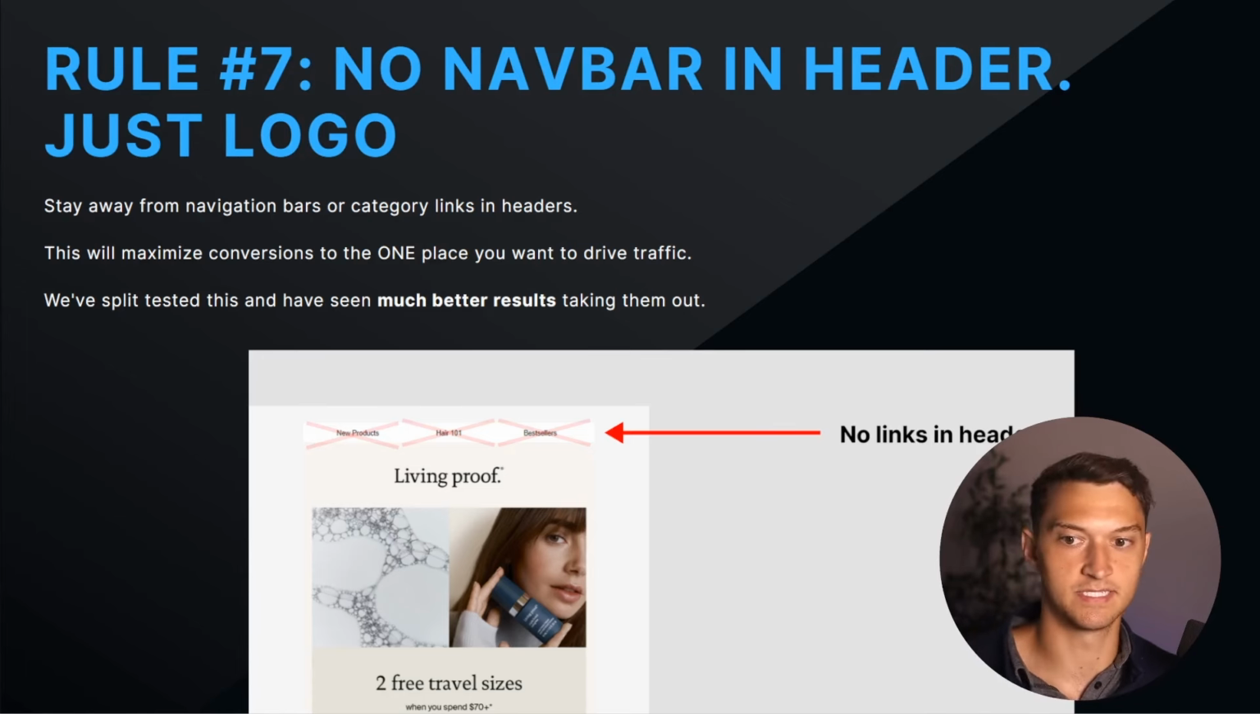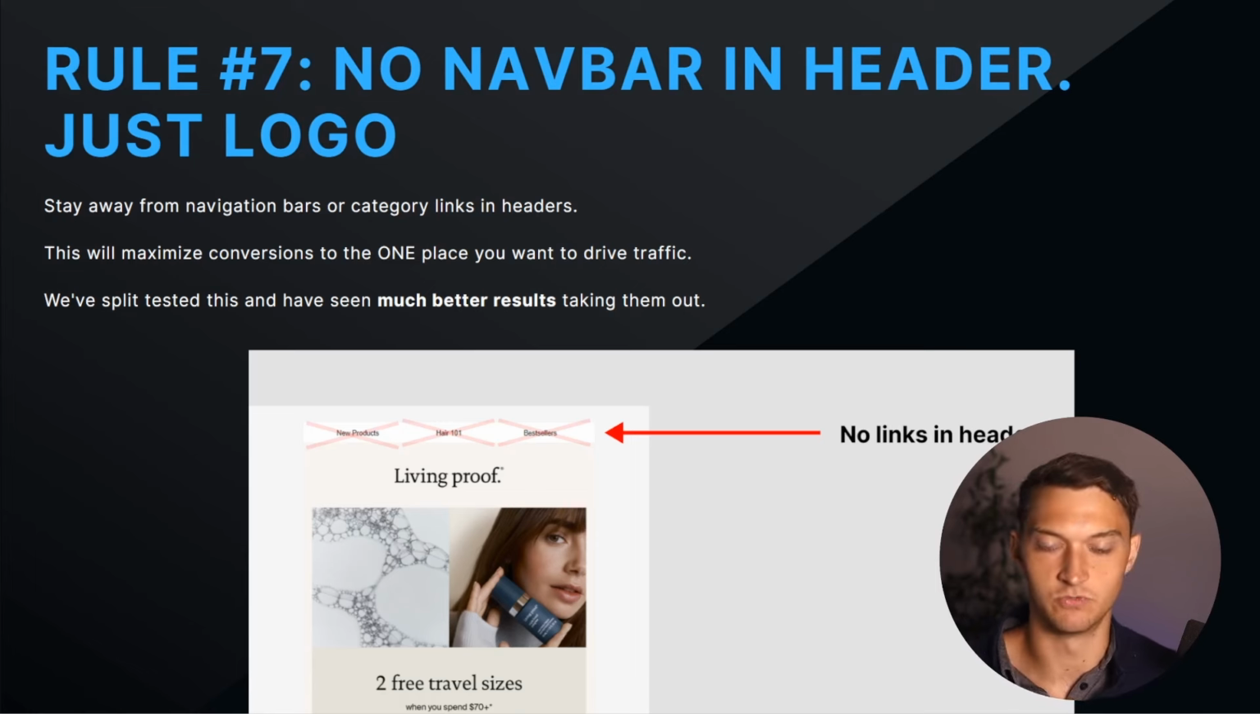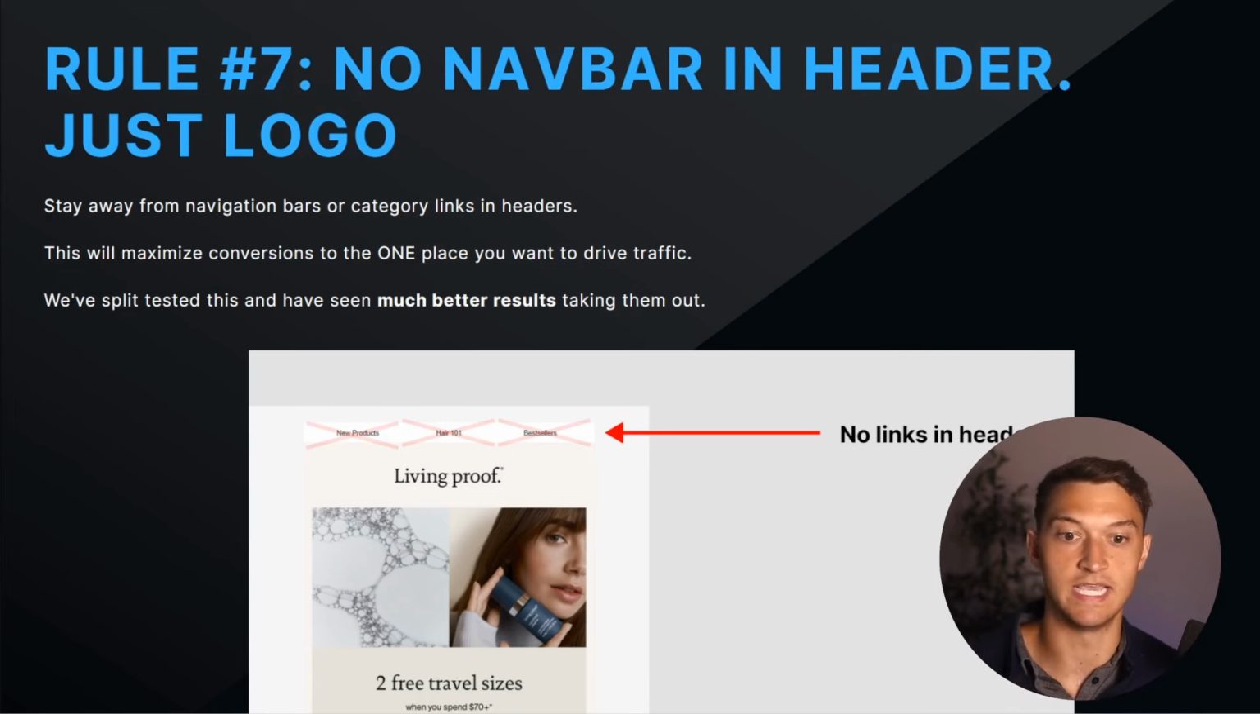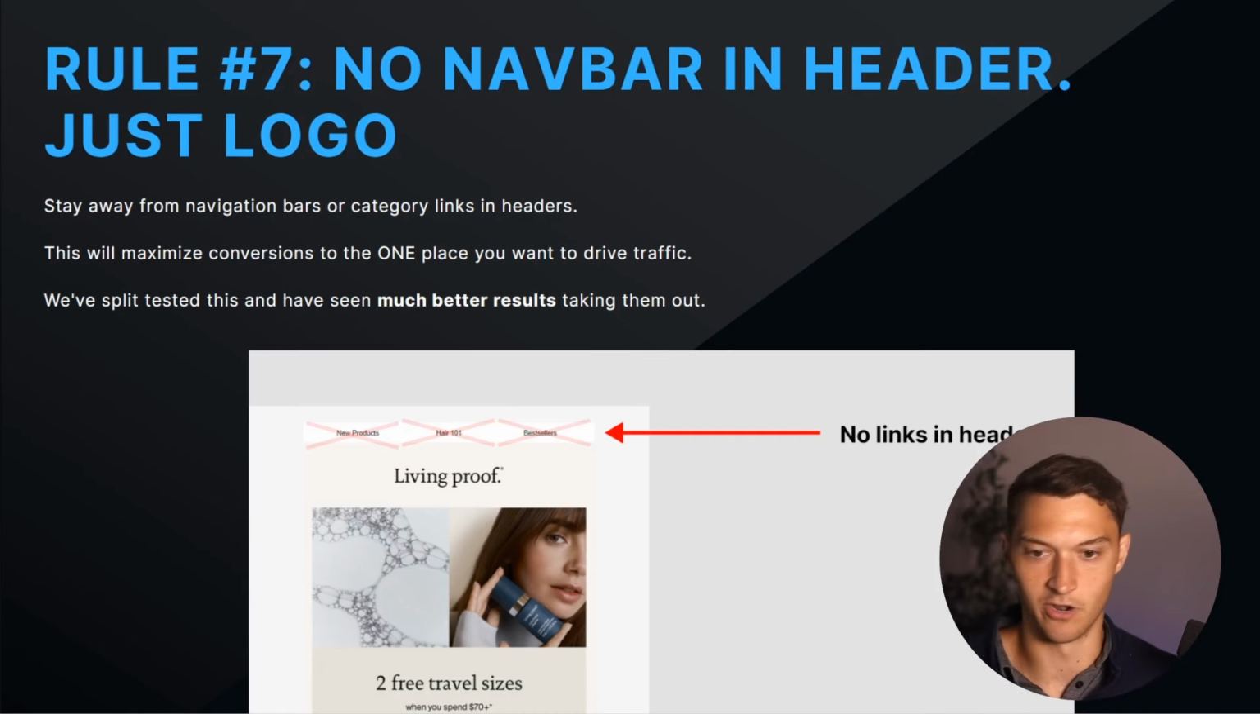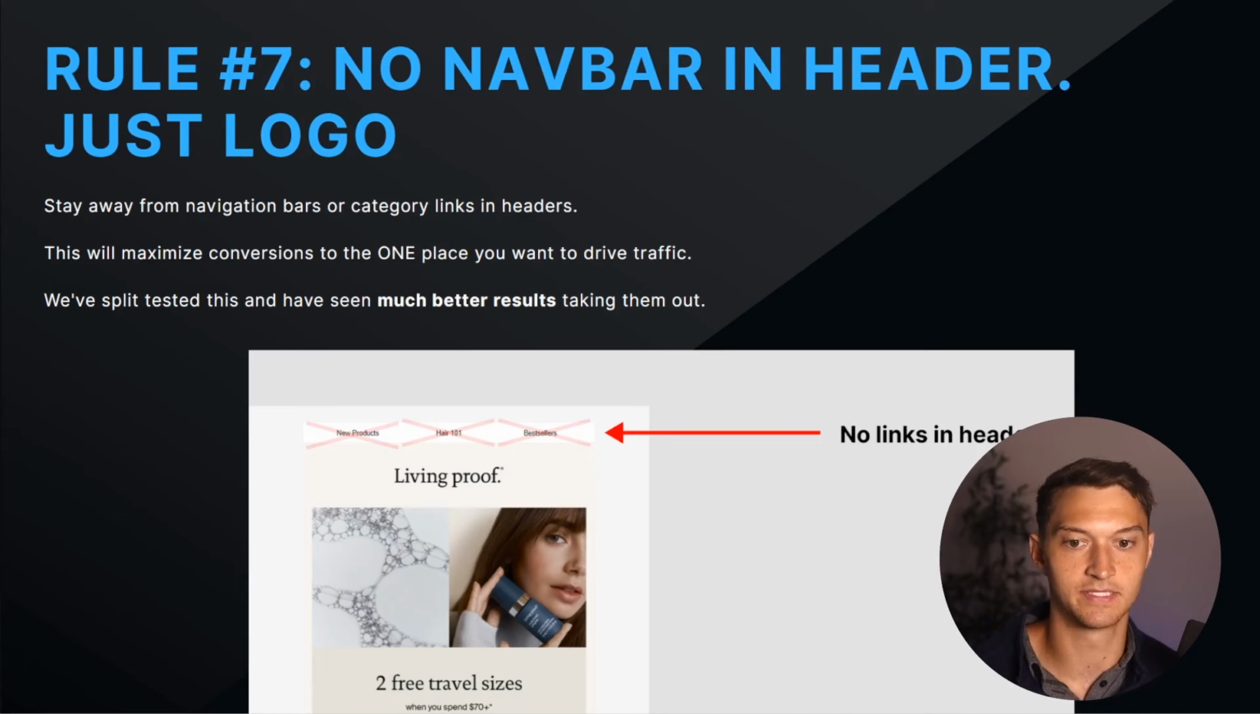We've split tested this so many different times, and we always see better results from taking this out because you really want people to convert on your offer rather than just going to check out Hair 101 or new products or things like that. We like to put those at the bottom of the email. So if they don't want the main offer, then they can actually go check out the rest of the products or Hair 101 or bestsellers or whatever that is. We don't want that to be the first thing that they see.